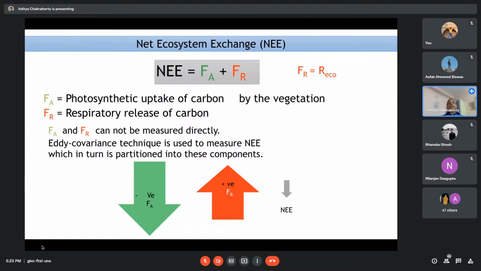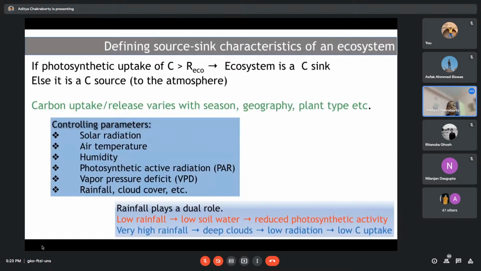So that's why what we measure is actually not the realistic value, but as I will discuss later, eddy-covariance gives one of the best techniques to quantify the carbon sequestration processes.